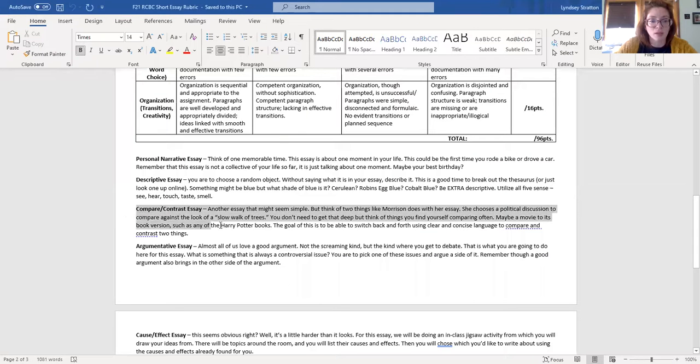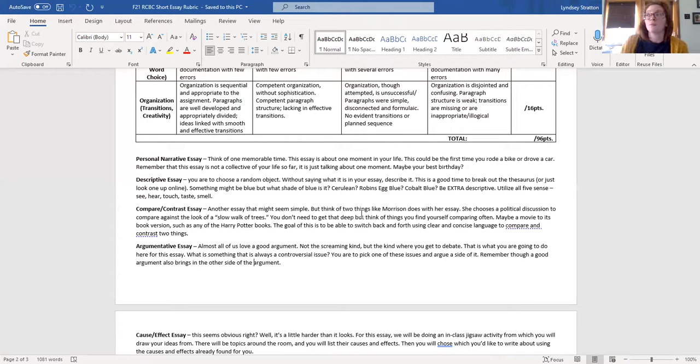Okay, so right here, you'll see it at the bottom, okay? You're going to try to think of something to compare and contrast, okay? Maybe a movie to its book version. So think of, I don't know, the Lord of the Rings trilogy, Harry Potter, Game of Thrones. Something of that nature. They need to be similar enough that you can make comparisons and contrast.